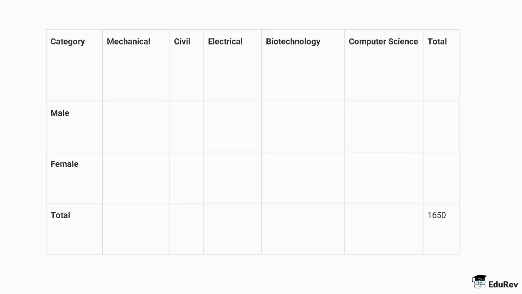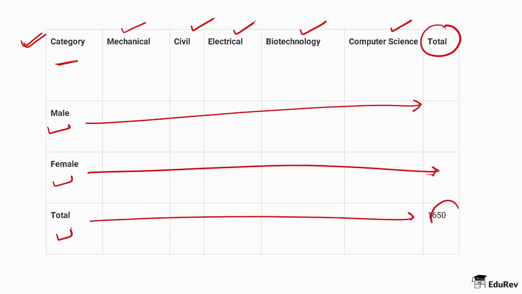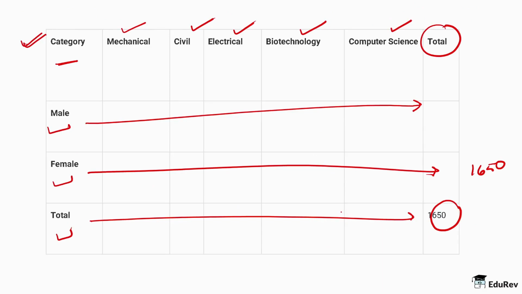So when we say we need a tabular form, this is the way we can do it. We can write the categories: male students, female students, and the total number of students. And then the branches that you have: mechanical, civil, electrical, biotech, and lastly computer science. And then we can find the total. That is the total of males present in all the departments, the total of females present in all the departments, and finally the total number of students. Now here you can see the total number of students is 1650. This is written because initially 1650 was given as the total number of students. So this sort of information is present within the caselet itself.